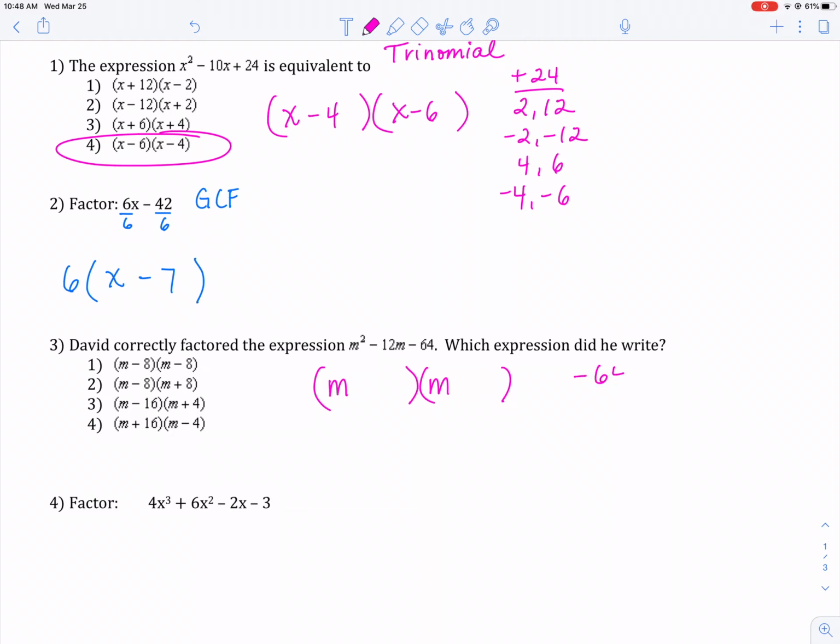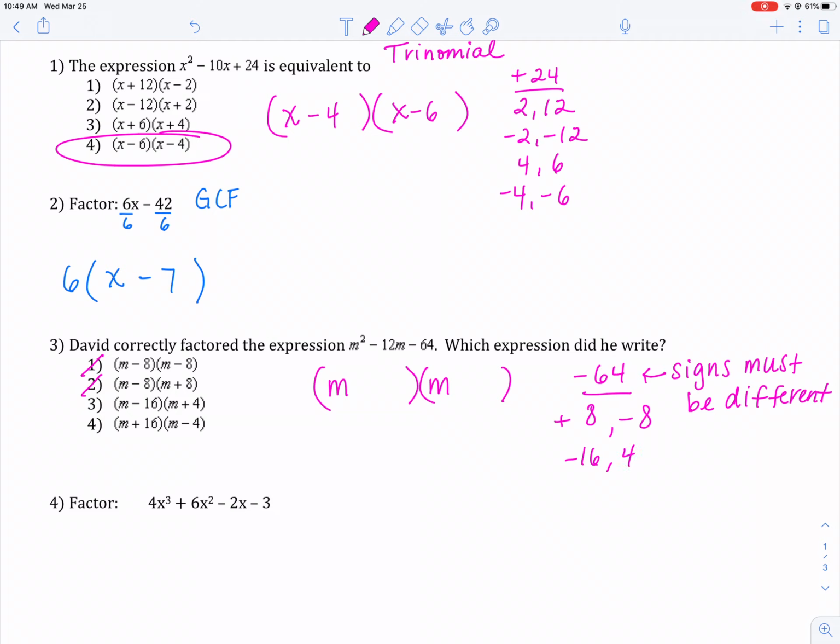I'm going to pull off a negative 64, which means my signs, if it's negative, must be different. In other words, one sign must be a positive and the other sign must be a negative, which means number 1 can't be the case. Okay, number 2 could. Could it be positive 8 and negative 8? They multiply to negative 64, but if I added those together, I would get 0. Can't be my answer.